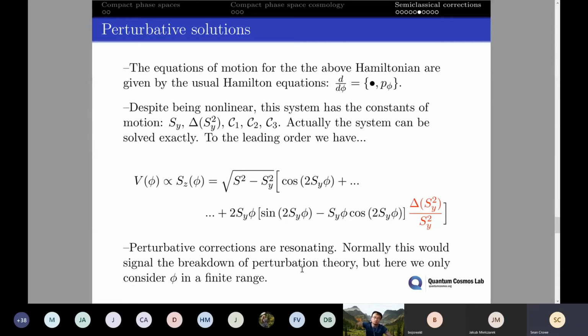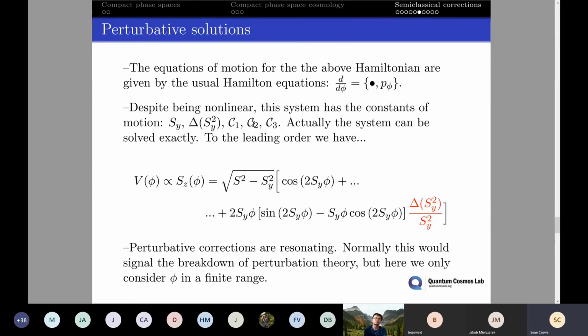So with that set up, the equations of motion are kind of easy to write down. They're just the usual Hamilton's equations. These equations end up being nonlinear because the Poisson bracket is nonlinear. But nevertheless, we can still solve the whole system of equations because there are so many constants of motion, right? We have Sy and its dispersion being constant. This just comes from the dynamics. And of course, the Casimirs are conserved.